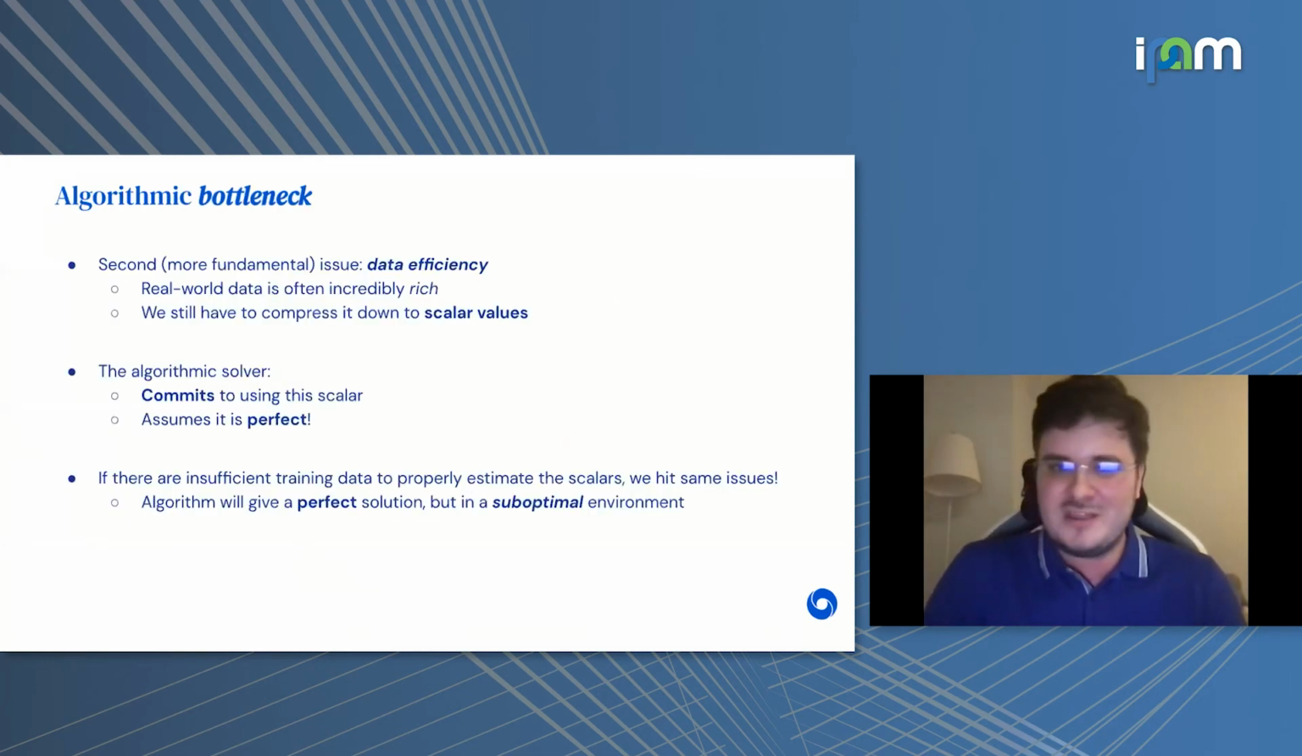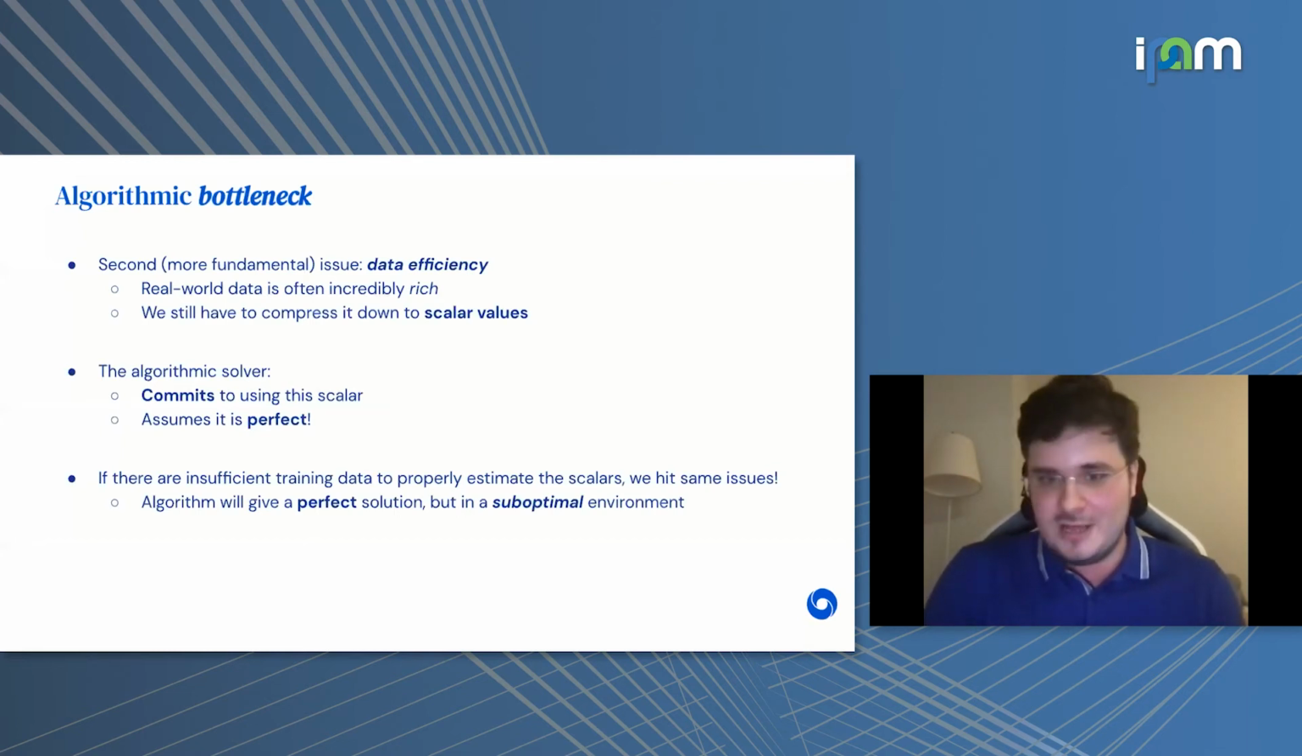But there is a more fundamental issue that I see here, and that is an issue of data efficiency. Even if we get good at pushing gradients out of a combinatorial optimizer, real-world data is often super rich, and most of these algorithms still require just scalar values. So you need to compress the richness of your real-world data into just one scalar value per edge or something like this. And the algorithmic solver then commits to using the scalar and assumes that you've computed it perfectly.